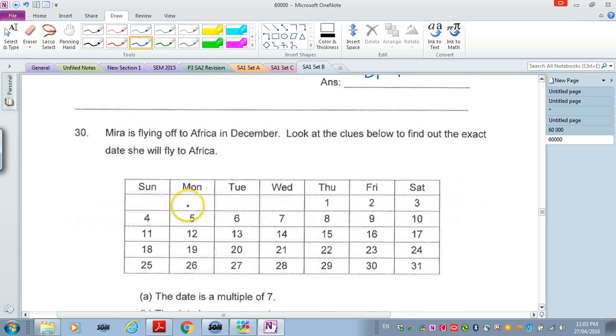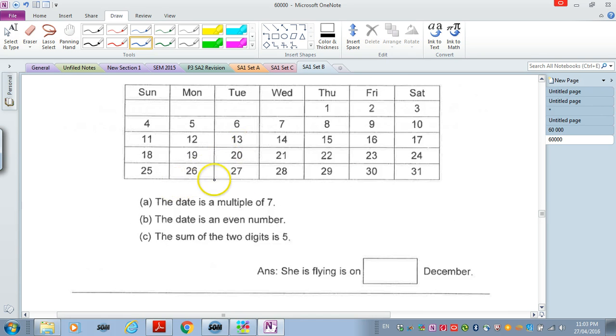Question 30. Mira is flying off to Africa in December. Look at the clues below to find out the exact date she will fly to Africa. It is a multiple of 7, so we circle multiples of 7. And the date is an even number, so 7 is out, 21 is out. The sum of the two digits is 5, so 1 plus 4 is 5, so I know it is 14.